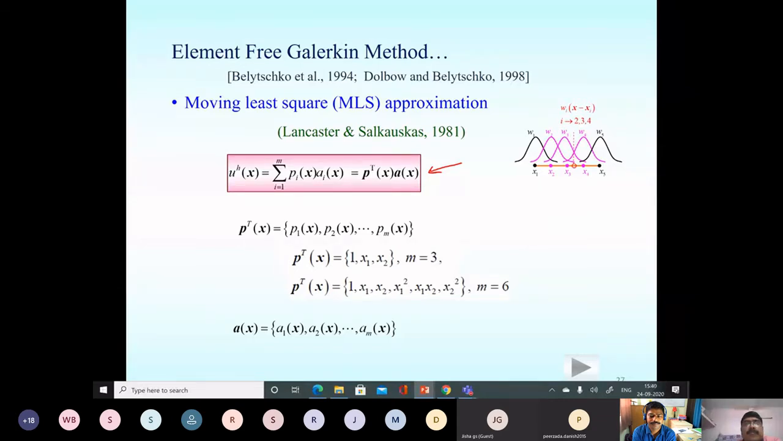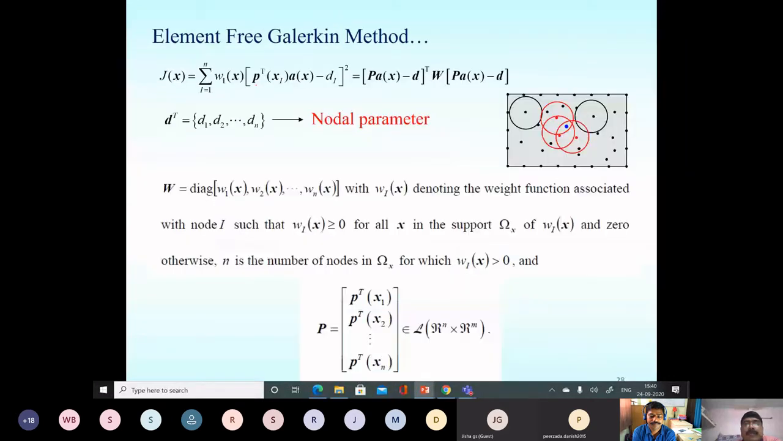You square it, and where d_i, in FEM, it will be nodal values or displacement values. We call this a nodal parameter. We'll see why it is called a nodal parameter, not the nodal values or displacement values, in the coming slide. So for the time being, you believe me. You have to be with me. So it is defined like this.